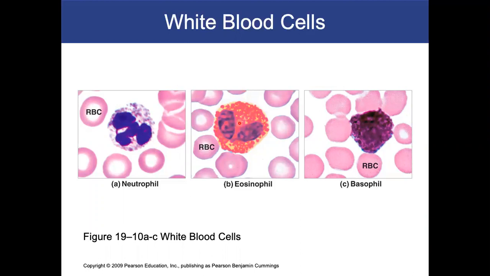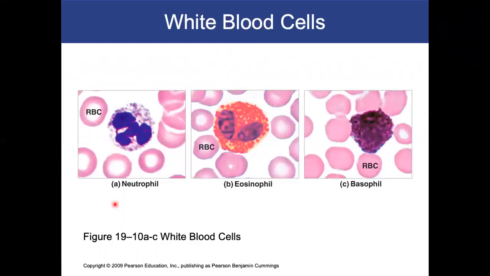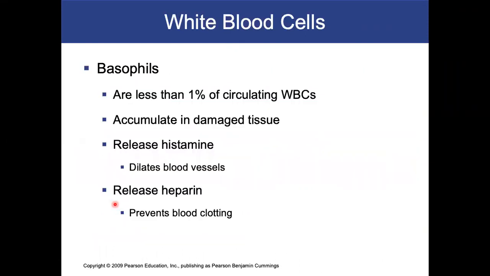Okay, let's talk about the eosinophil and the basophil next. So eosinophils are also called acidophils. The eosin stain is an acid. There's the range. They're going to attack large parasites. They excrete toxic compounds. They're sensitive to allergens, and they're going to control inflammation with enzymes. Okay. There's your eosinophil.